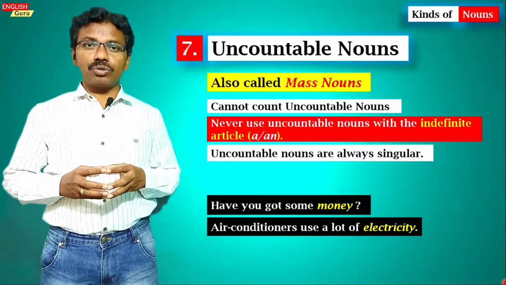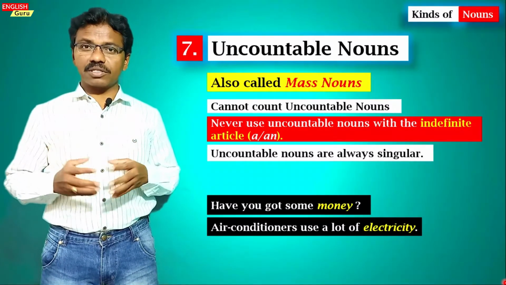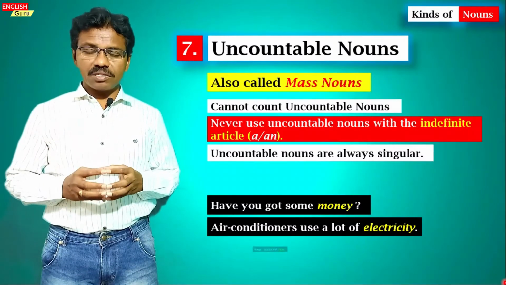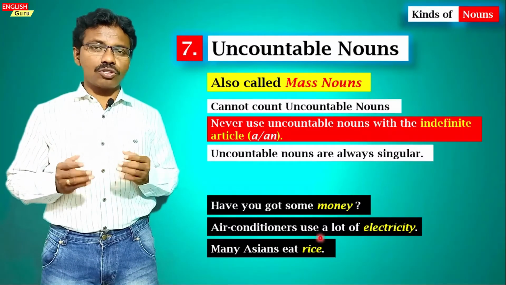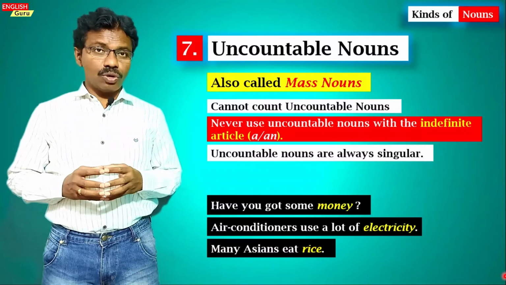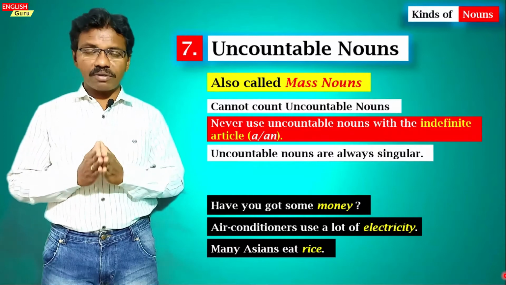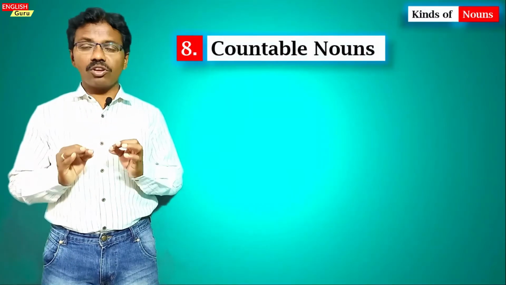Air conditioners use a lot of electricity. So the word electricity is also an uncountable noun. Many Asians eat rice. Rice is also an uncountable noun. So uncountable nouns cannot be counted, and they do not have plural forms. They only have singular forms.